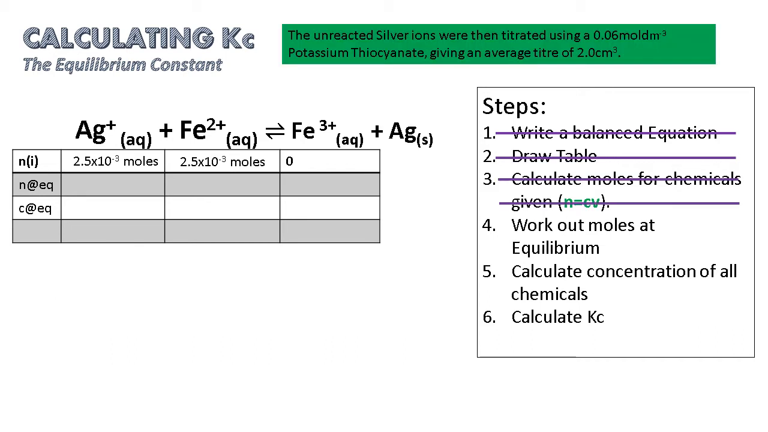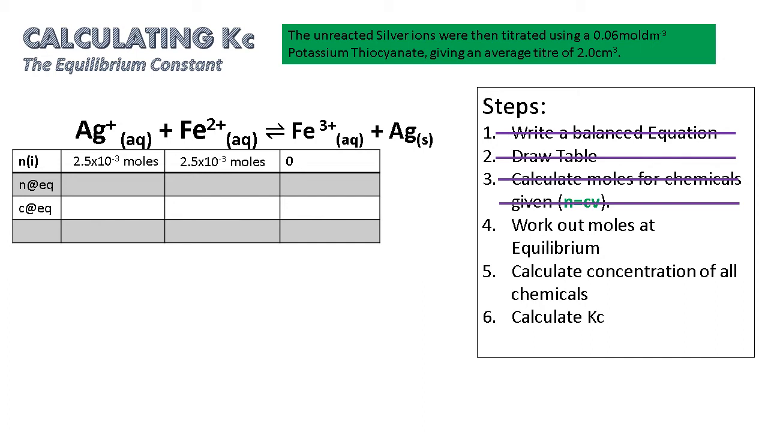Now we must work out the number of moles at equilibrium. As you can see in the top right hand corner, the box has changed to green because we're using a different part of the question. And the bit of the question we're now using is that the unreacted silver ions were then titrated using a 0.06 mol dm⁻³ potassium thiocyanate solution, giving an average titer of 2 cm³.